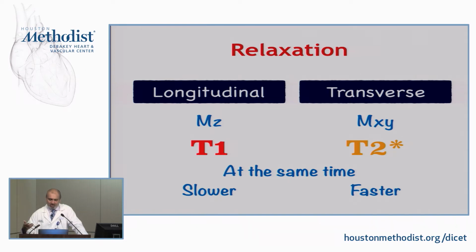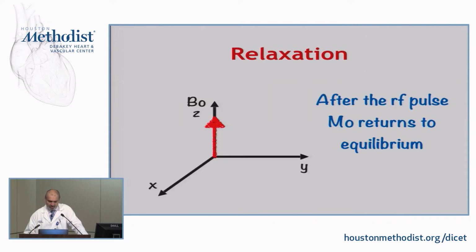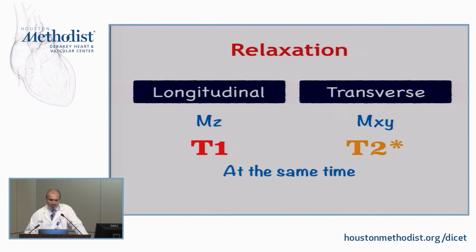Now a couple of things to keep in mind. Both of these phenomena are occurring at the same time. And in general, T1 is a slower phenomenon. So the T1 recovery or regain of magnetization is slower than the T2* decay or loss of magnetization.